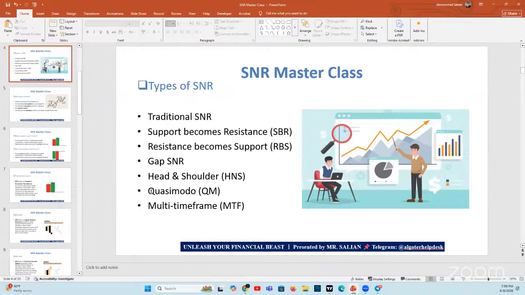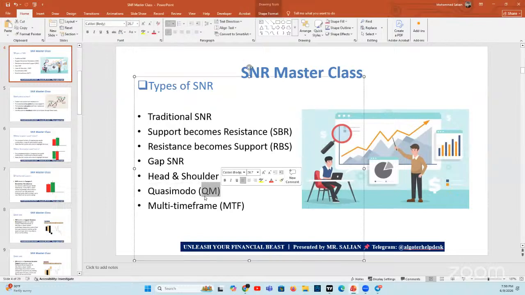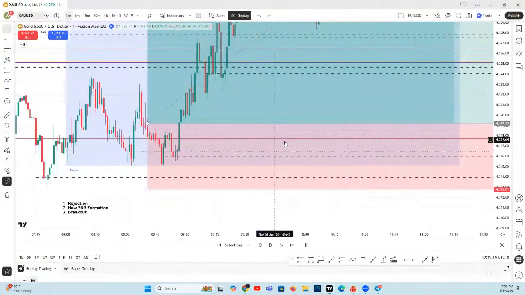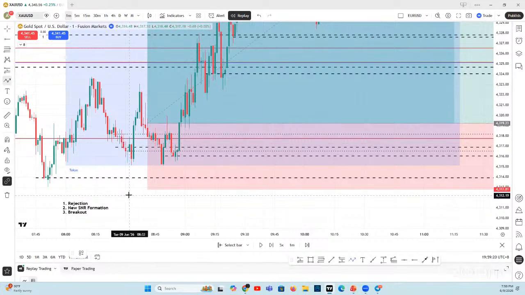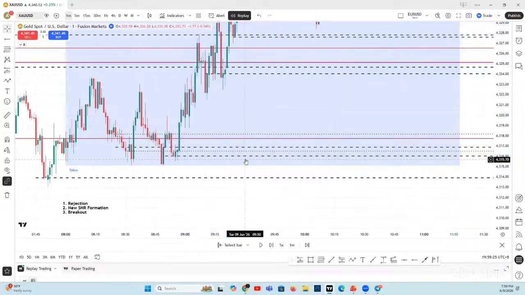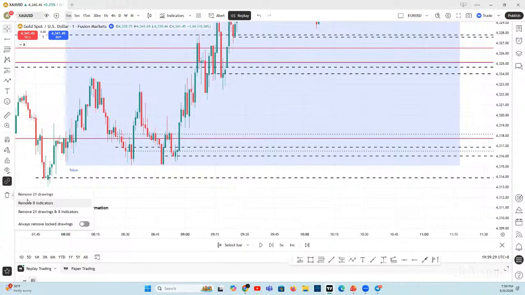Dahil yan sa QM guys. Because of the QM. Okay? In the QM, because this is inverted QM, it will look like this. Okay? Let's remove this. Let's remove all these drawings now.